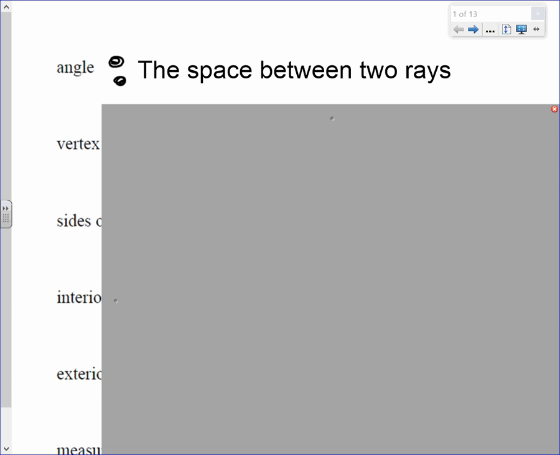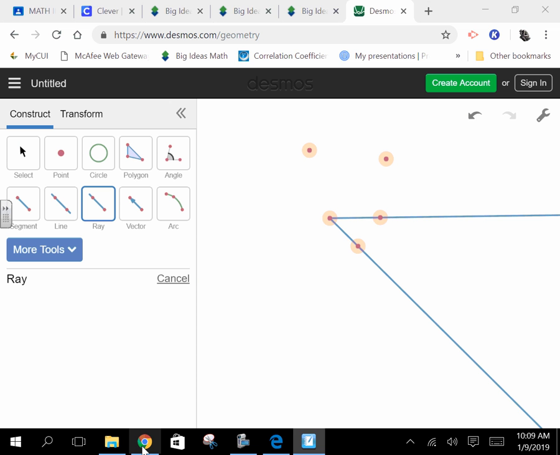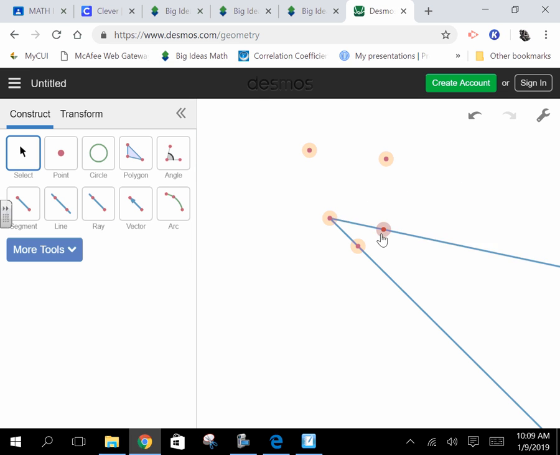The space between two rays. Pretty simple. Let me go back to my picture. Now notice the space between the two rays can change. Look, the space is bigger. In between the two rays is bigger or smaller. Now, how the heck am I going to measure that space? Can I measure it with a ruler?